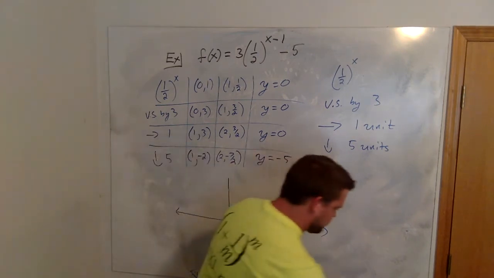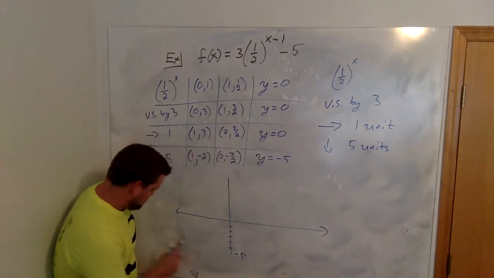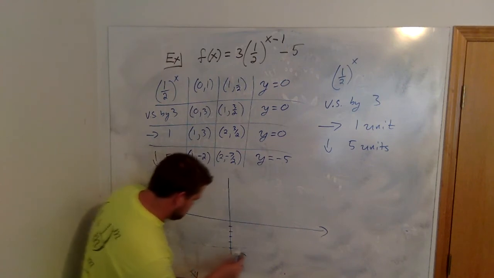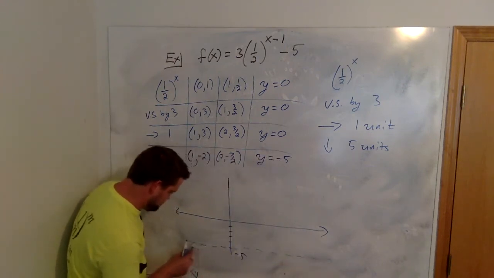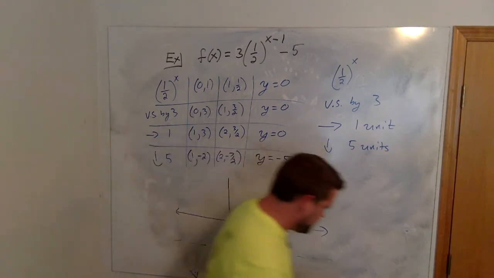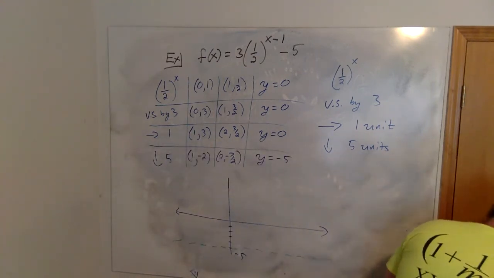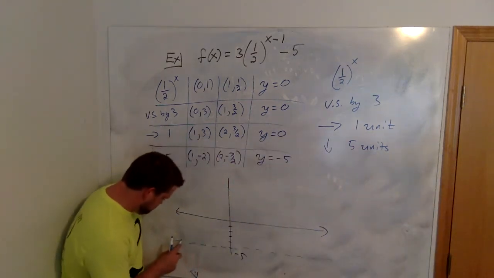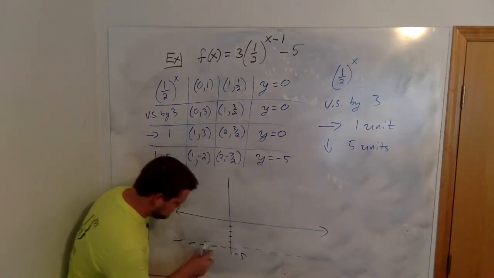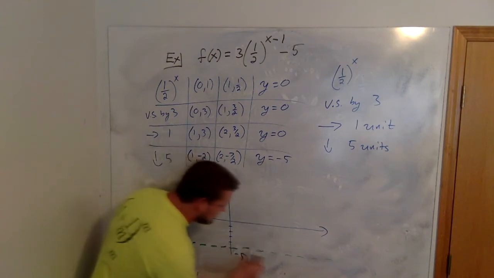Okay, so here's our, this black marker is gone. Okay. This green marker is not too much better. Let's see if I can get something a little bit nicer to work with. So here's our horizontal asymptote.